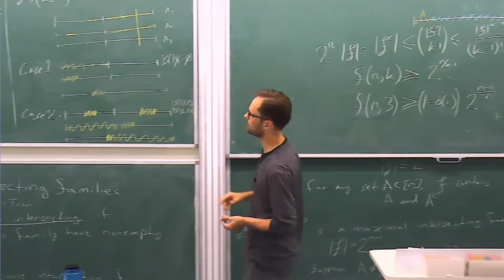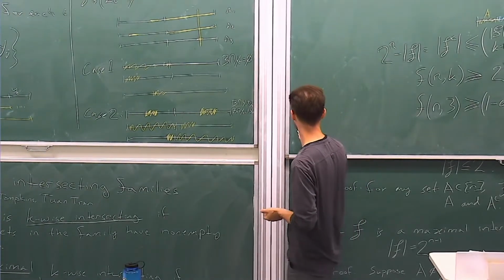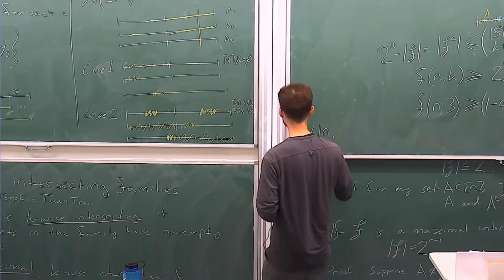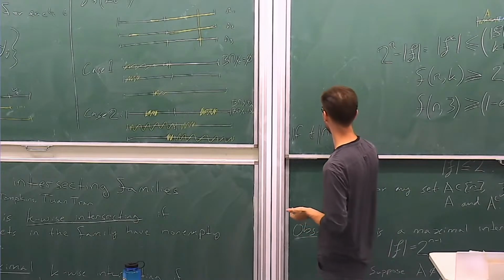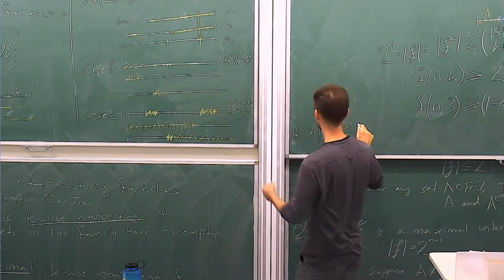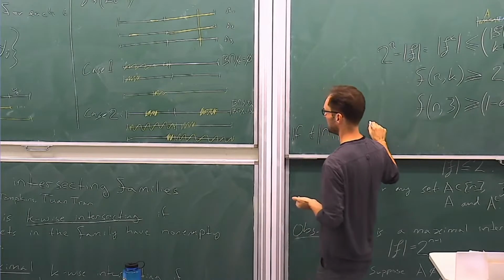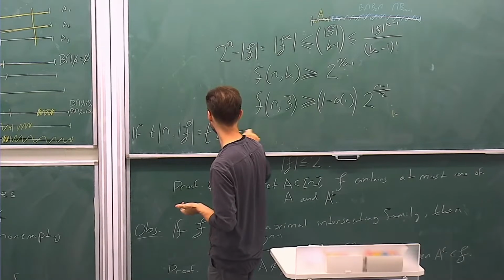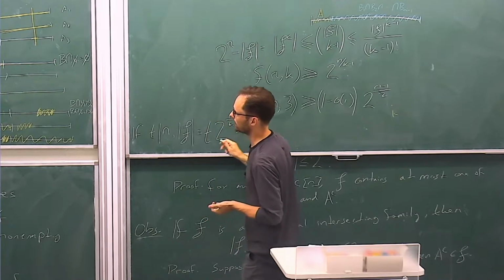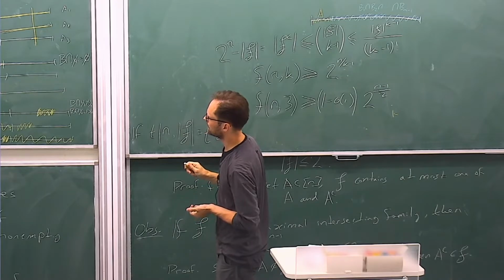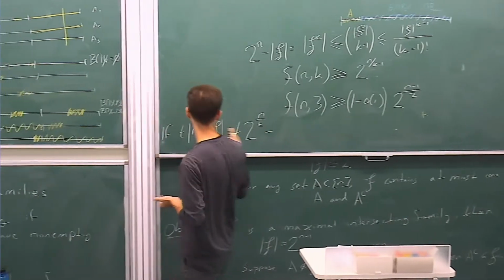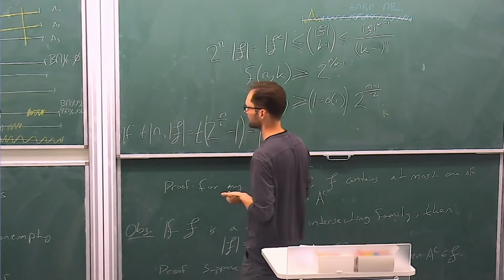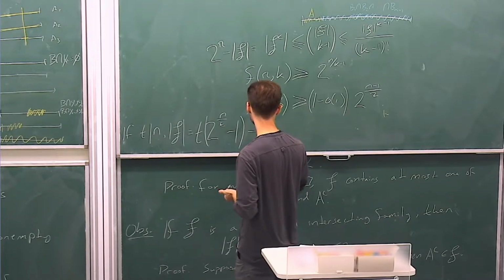Let's just assume, so if t divides n, just to make it easy, then the size of this particular family is t times 2 to the n over t minus 1, and then minus t minus 1 again.